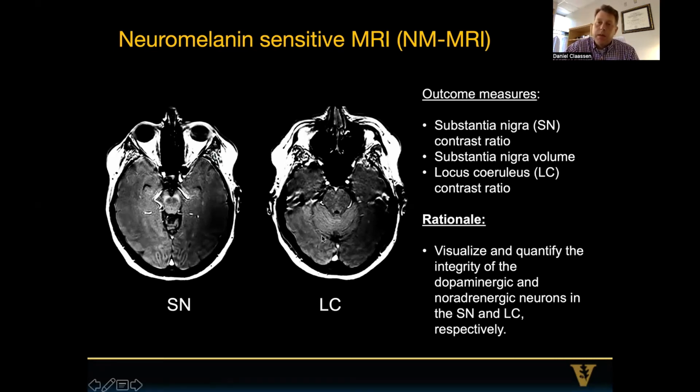The other place that makes melanin is called the locus coeruleus, which is a place that makes norepinephrine. That monoamine is obviously important for blood pressure regulation, alertness, probably memory as well. And that's another melanin-containing area. We and others have developed methods to quantify or measure how much melanin is in the substantia nigra and how much melanin is present in the locus coeruleus. We can do what's called a contrast ratio, and I'll show you how we do this, of these areas to estimate how robust the melanin is in that area.